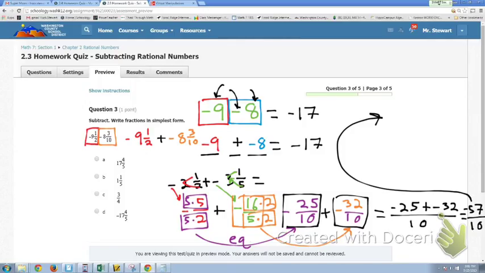And so I would think to myself, how many times can 10 go into 57? I think that's going to be 5 times. Don't forget, it's still just a negative. The negative just kind of tags along. That would take me to 50. I'm left with 7 over 10. The denominator stays the same, and this is the leftover after I do 50 tenths.